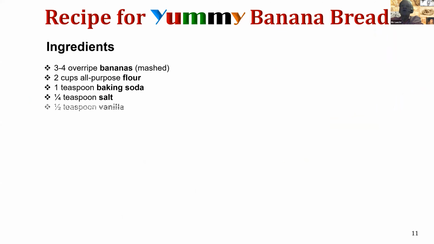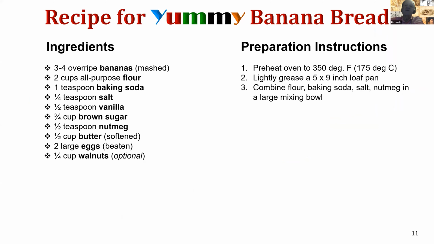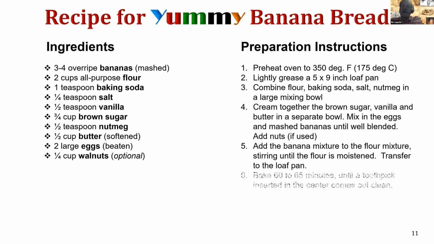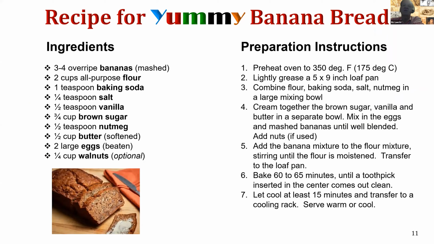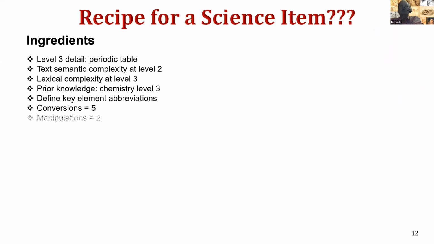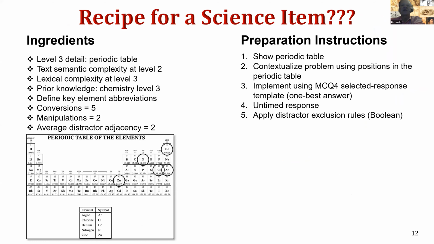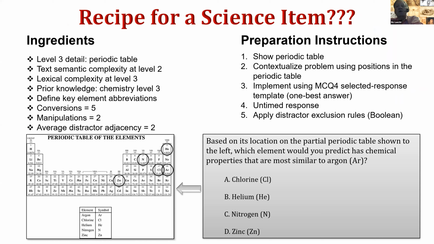Now, I thought I'd insert here a nice little recipe for banana bread, if you haven't had that, and send me a note if you want to get a copy of this. But the point is, we have recipes on how to bake things, and so the question is, for a science item, could I actually do the same thing of getting the ingredients, putting them together, preparation instructions, and then build that sort of item model or that task model from that standpoint?